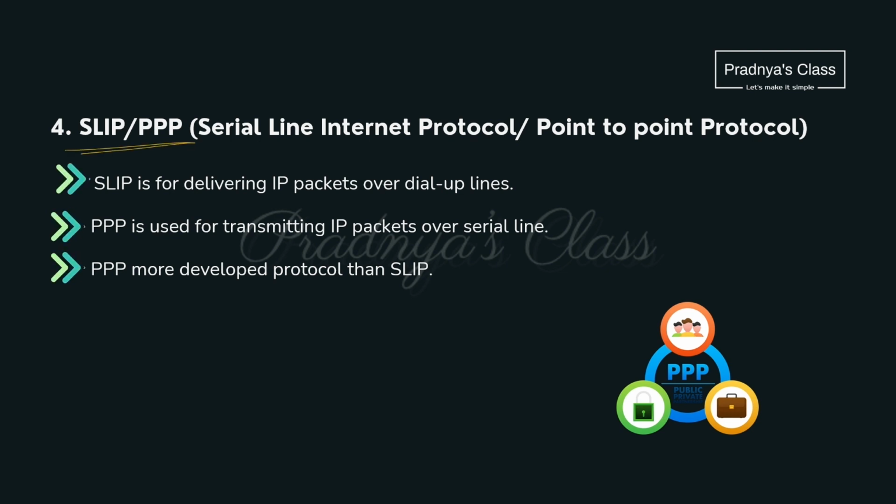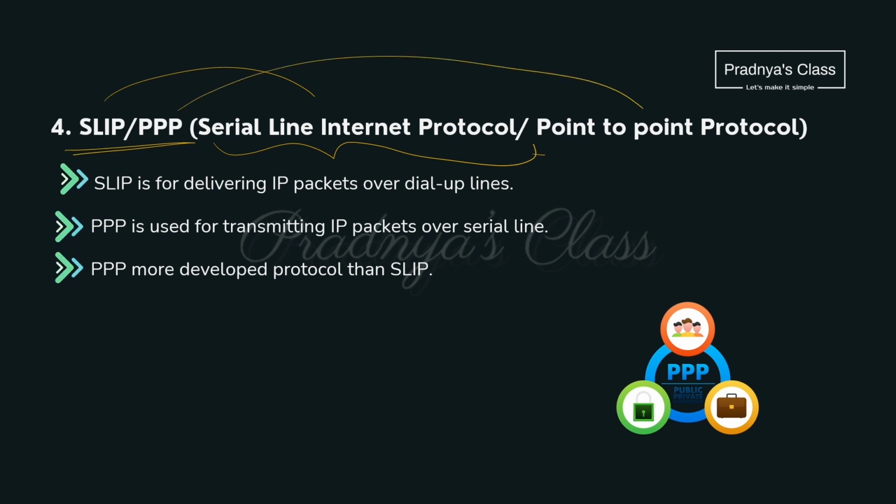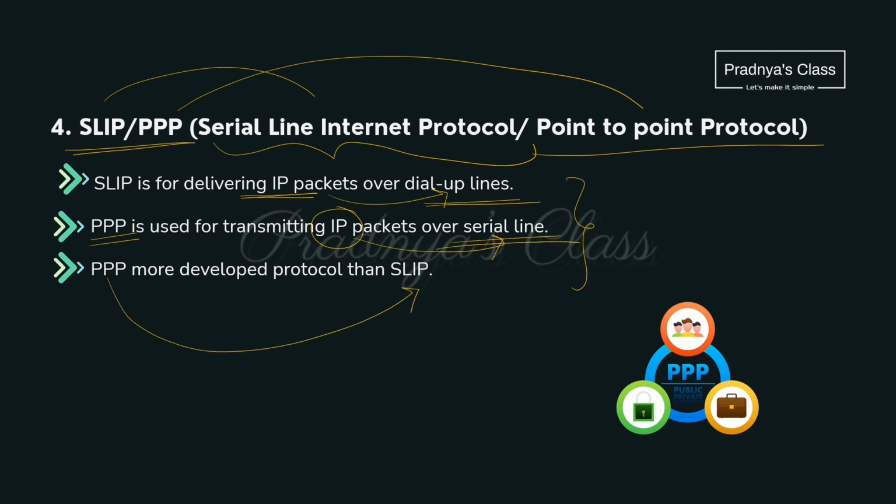Moving ahead to the fourth protocol. SLIP means Serial Line Internet Protocol and PPP means Point-to-Point Protocol. Here, SLIP is for delivering IP packets over dial-up lines, whereas PPP is used for transmitting IP packets over serial line. That's why PPP is more developed than SLIP.